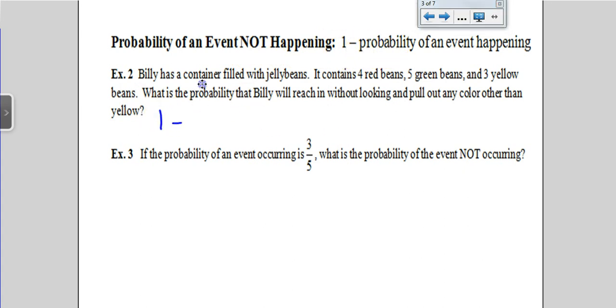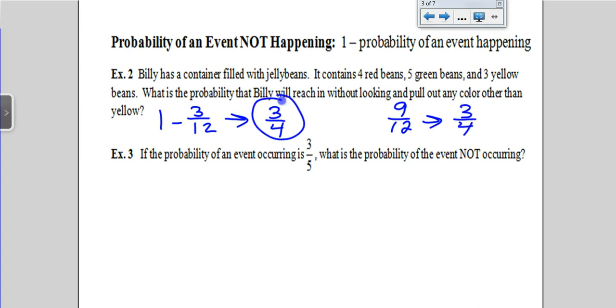So if you do 1 minus the probability of getting a yellow, which is 3/12, and you math entered that on your calculator when you were done, you end up with 3/4. Now this is the same answer that my friends got when they said, well, anything not yellow is 4 plus 5, red and green. So that's 9 out of 12. And when they math entered, they also got 3 out of 4. So either way, your answer is 3 out of 4.